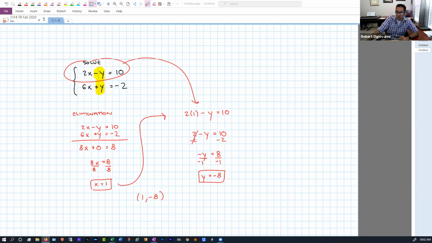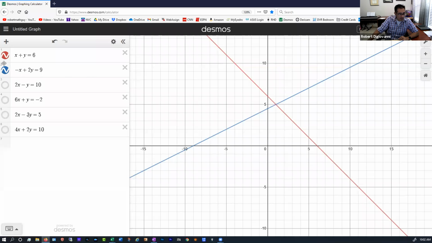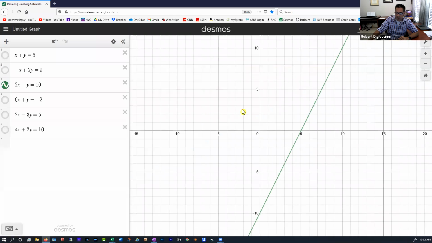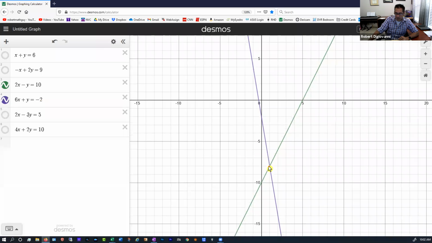So just to show you what we just did. Okay, the problem we just did was this line. This line right here is 2x minus y equals 10. And the other line was 6x plus y equals negative 2. And we found that point of intersection right there. You can see from the graph, if I hover over that, they hit each other at 1, negative 8. And that's what we just determined. But we didn't need the picture to do it, right? We did it all by hand algebraically.